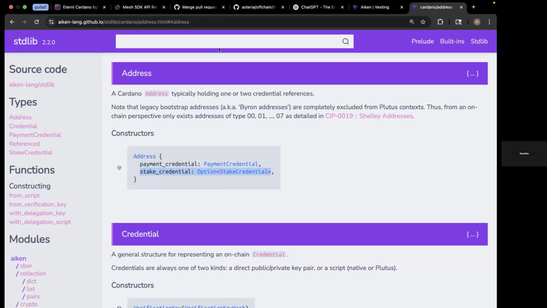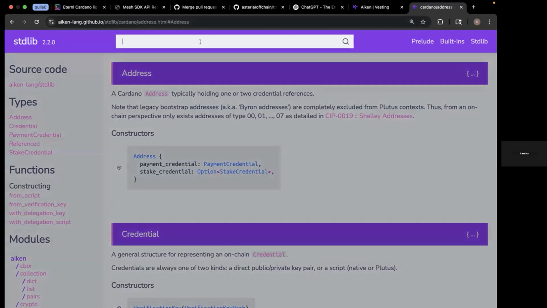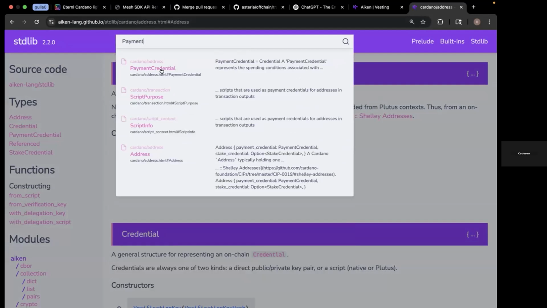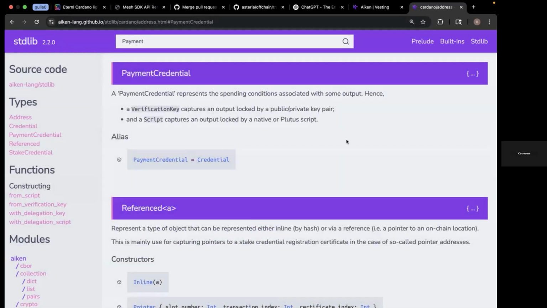Now I want to understand payment credential. So I'm going to type payment credential here because I want to understand the type and where it's coming from. I think it's going to be similar to the verification key hash. There you go. Payment credential is an alias for something called credential, and so I have to understand what a credential is.